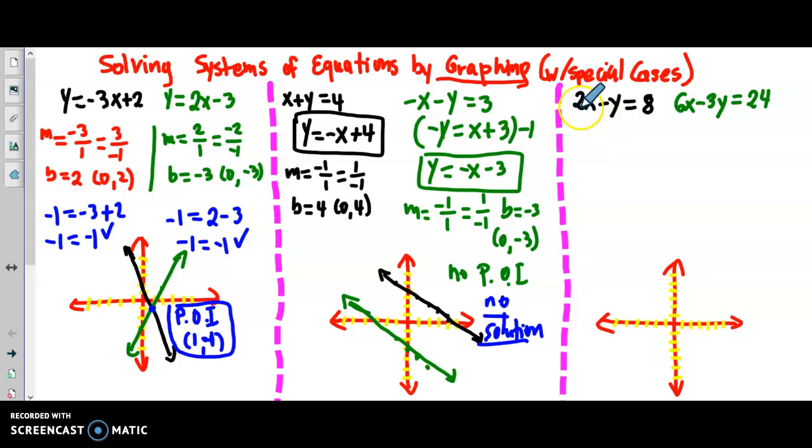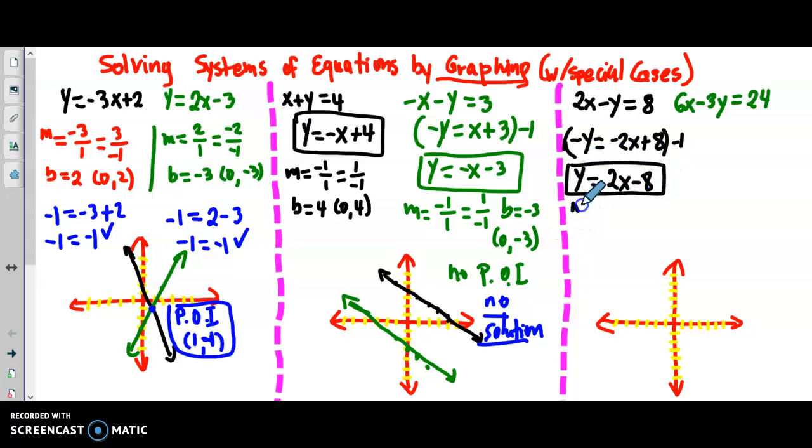Nothing is solved for y, so let me take this 2x over. Negative 2x. The 8 is positive because there's nothing in front of it. I have to get rid of the negative. Anytime you have to get rid of a negative in math, you multiply or divide by negative 1. And that makes me switch all the signs. So here we go. I'm going to put this in a box.